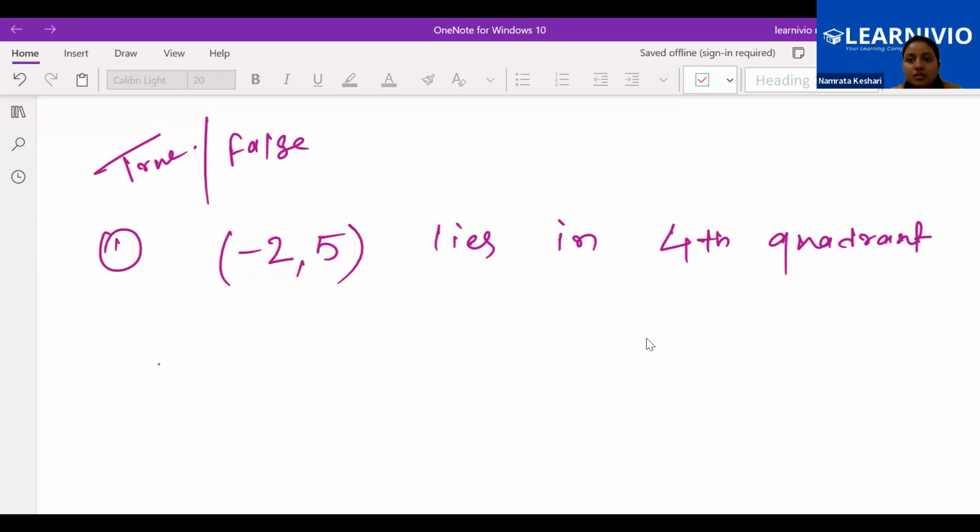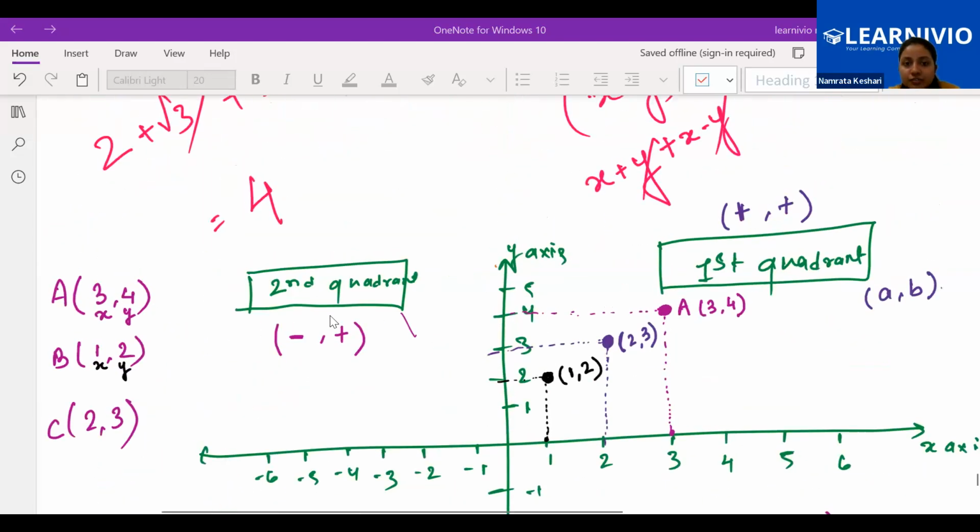Is it true or false? Sarah, is it true or false? Ma'am, it's false. Okay, Sarah, it is false. Then can you tell me in which quadrant this point (-2, 5) will lie? It lies in the second quadrant. Yes, X is negative, Y is positive. It will lie in the second quadrant.